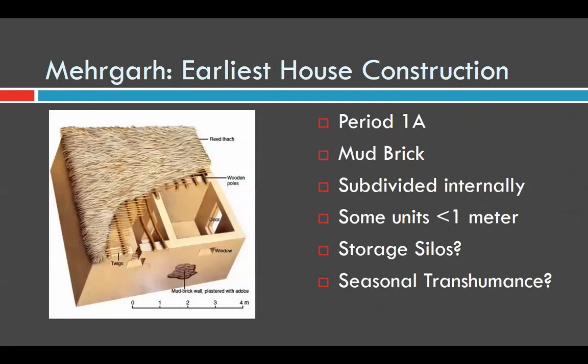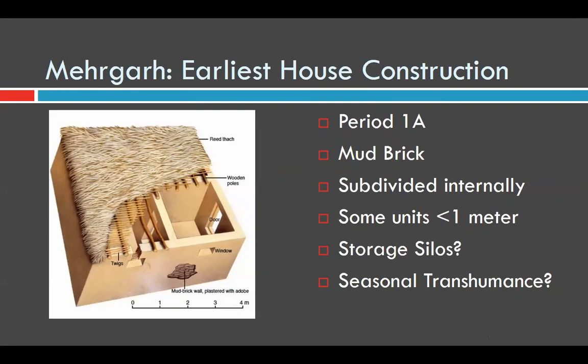Mehrgarh, the earliest house construction, rectangular here, with reed-thatched roofs on wooden poles. There's a door, windows, mud brick walls, which are plastered over with adobe. It's very similar to the constructions of today as well in those small, very rural villages in the mountains.